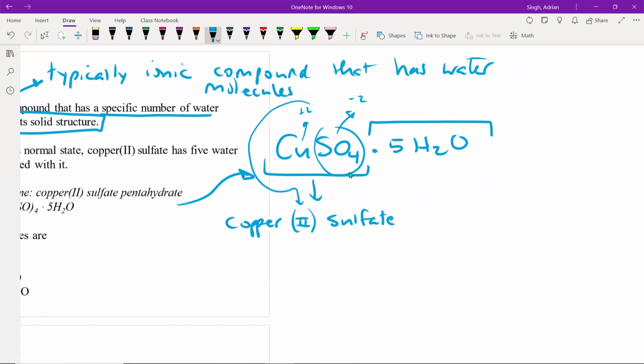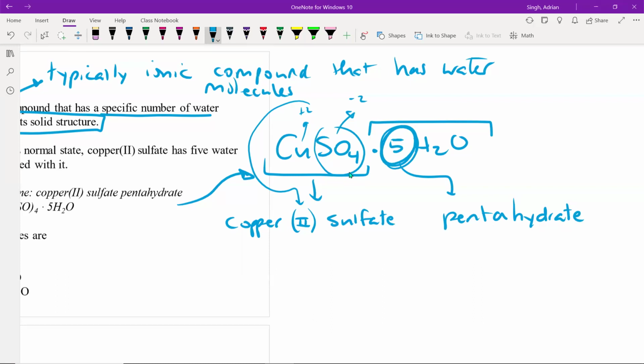with the word hydrate at the end, and then we say how many of those water molecules are in the formula. Well, there's 5. The prefix for 5 is pentahydrate. So now we actually incorporate prefixes in the names.